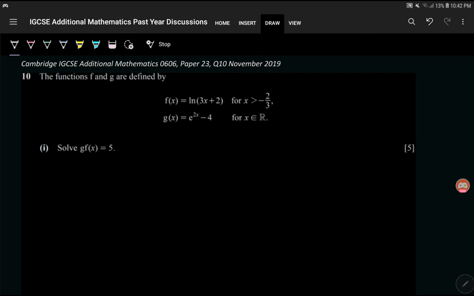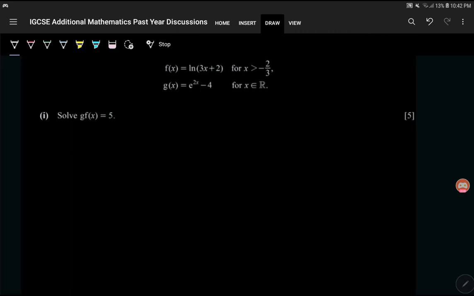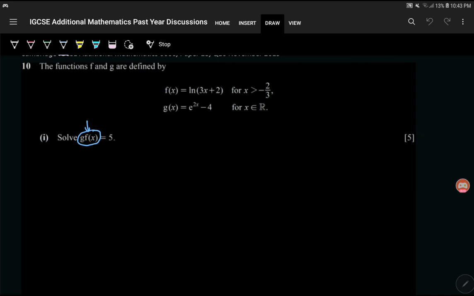Alright, so we are back again. We have this question with two functions, f and g, and they give the definitions of f and g as the following. For the first part, solve gf of x equals 5. This means two parts. First, you need to find the composite function, and second, when you have the expression of the composite function, you need to find the value of x that gives you 5. For this one, I skip some long parts, so I just go straight to the composite function. So we have g of f of x equals 5.